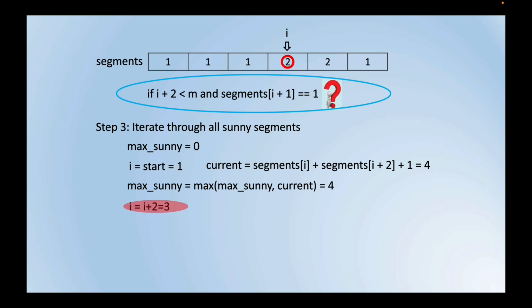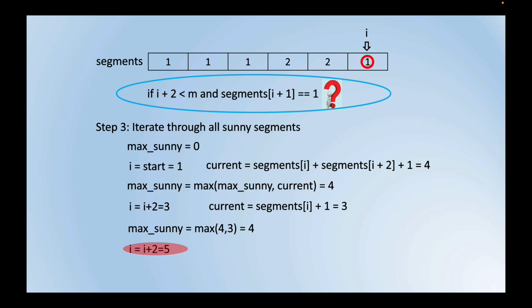Now, to skip to the next sunny segment, we simply add 2 to i, which now is 3. So now we check again. But since segment i plus 1 is 2 and not 1, we simply set current to the current segment plus 1, which is 3. So the max sunny still stays at 4. We skip to the final sunny segment. We can only set current to the current segment plus 1, which is 2. So max sunny still stays at 4.